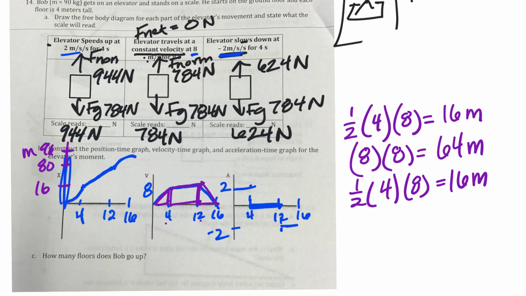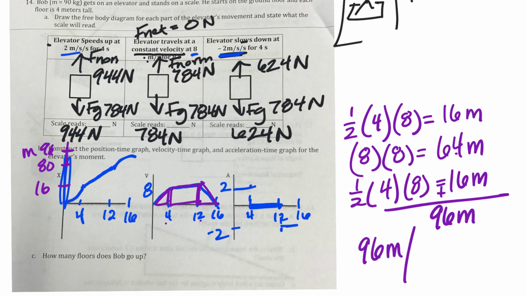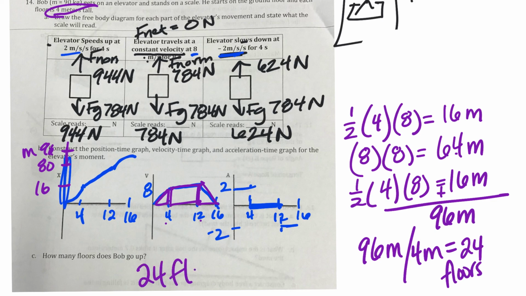But now this takes us into our last question of how many floors he goes up. So to find the total distance he travels, we're going to add all these up. So 16 plus 64 plus 16 is going to be a total distance of 96 meters that the elevator travels and Bob travels. To find out how many floors he's going up, we're going to divide that by the height of each floor. So 96 meters divided by the height of each floor, which we were given way back in the beginning of 4 meters, is going to equal a total of 24 floors. And that is our answer for C. And we are done.